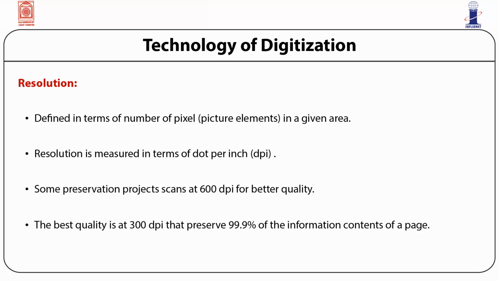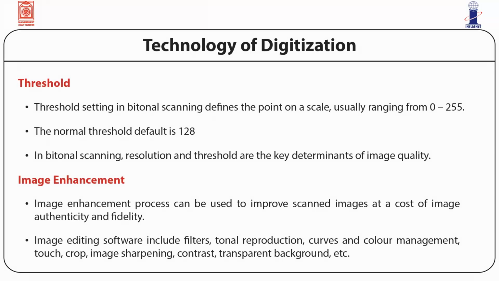Some projects scan at 600 DPI and 300 DPI is recommended for average quality. I should say that it is not the best quality, but average quality which is acceptable. So the best quality at 300 DPI preserves 99.9% of the information content of a page. So for any scanner you are using, the minimum standard should be 300 DPI, and you can go as high as 600 DPI as well. But depending upon the DPI rate you increase in the scanner, the cost will be more.